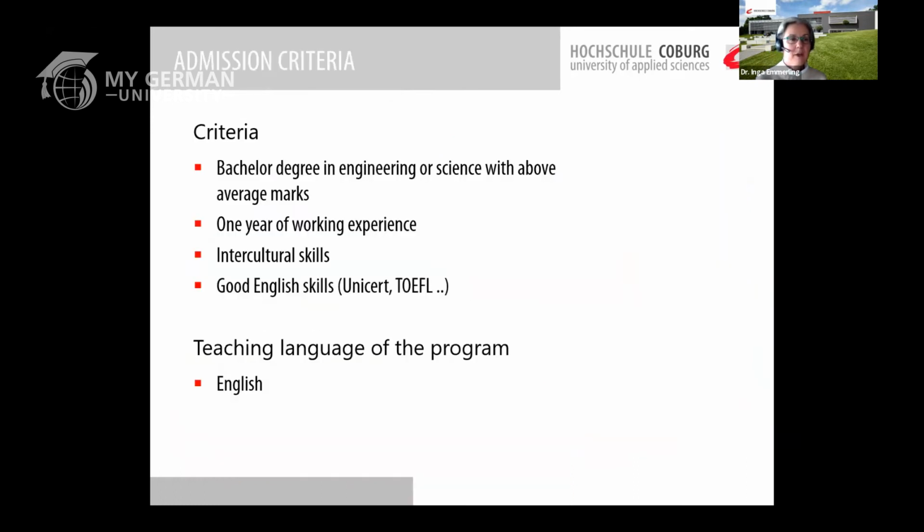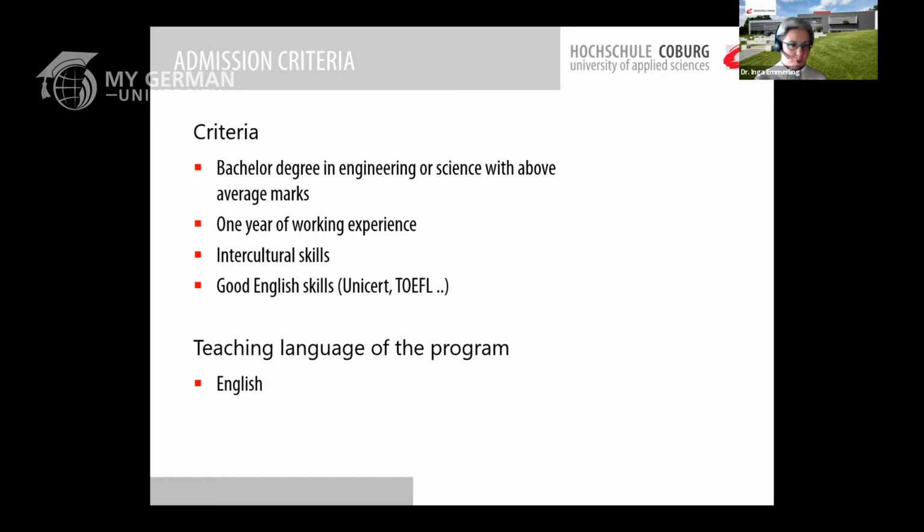Now, the criteria for this program are a bachelor degree in engineering or natural sciences with above average marks. You need to have, as I already said, 1 year of working experience, which is very important because to find an internship, your working experience counts a lot. So companies are always looking for good work experience from the students, so it helps you a lot.